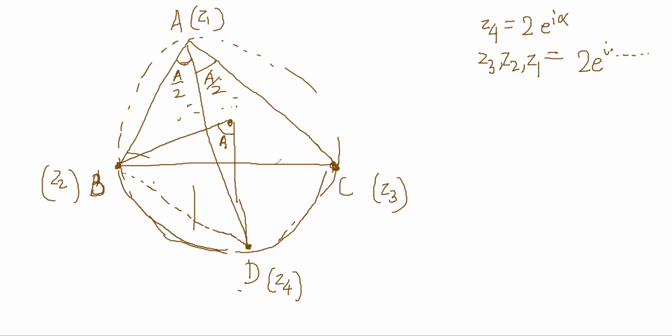Yeah. Correct. So now draw from the origin, no? OB has been rotated by angle A to get OD, right? That is obvious. So we can say that, and this is R, R, right? This is 2, 2, right? So we can say that Z2 minus origin by Z4 minus origin is equal to mod Z2 by mod Z4, which is 1, e power i into angle A, right?